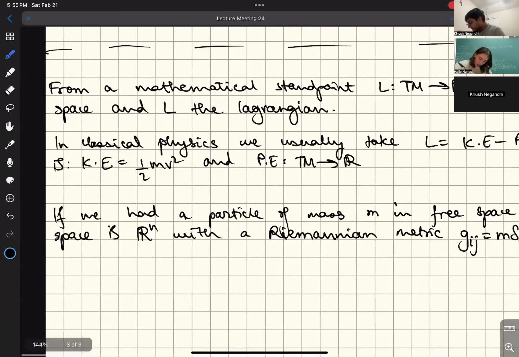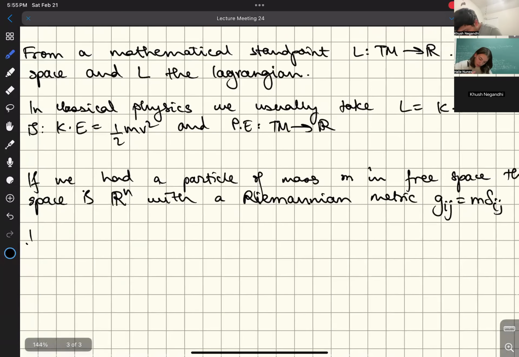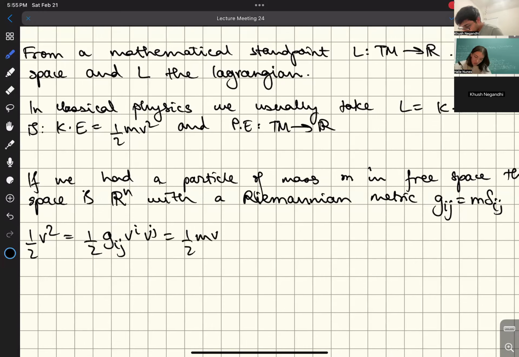And why do we decide to do this? Because if we now look at 1/2 v squared, this is just equal to 1/2 Gij vi vj, which is just 1/2 m v squared.